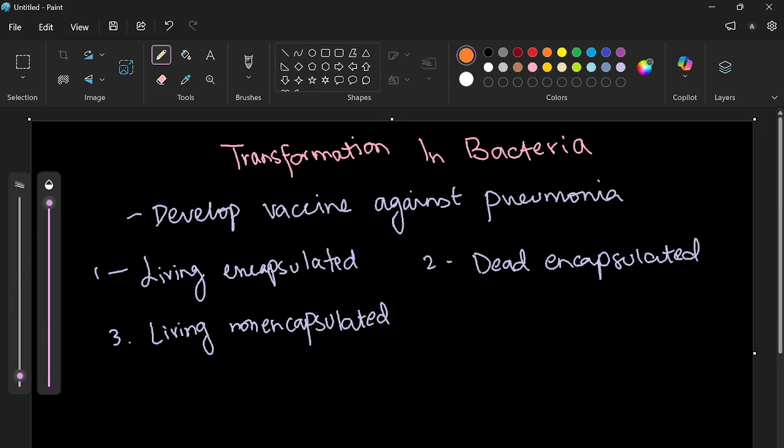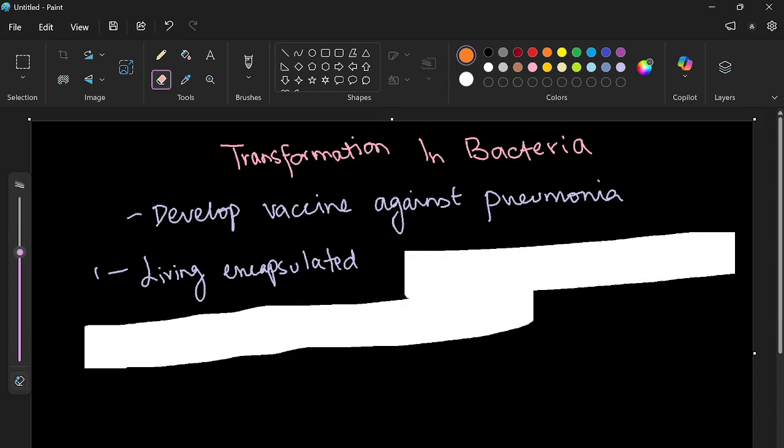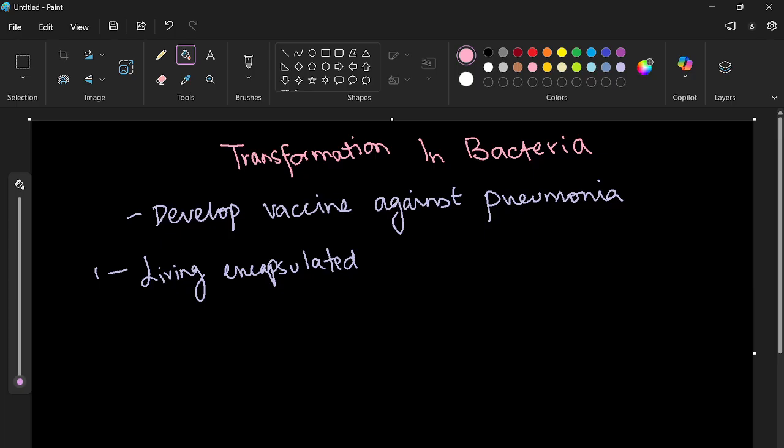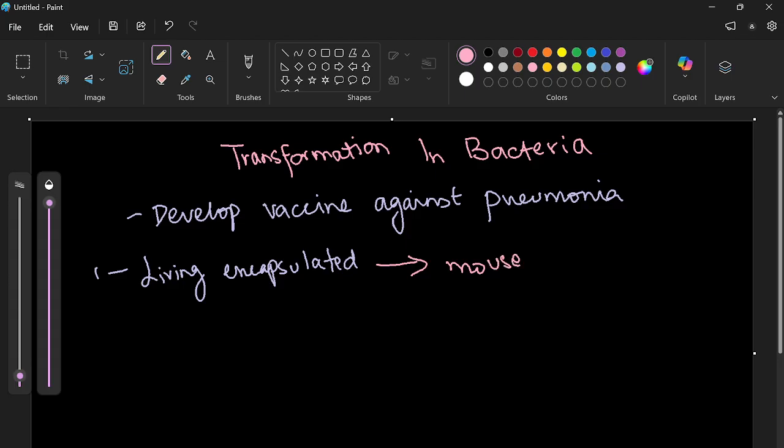Mice were used in this experiment. First, he gave injections of live encapsulated bacteria. Just imagine what will happen when living encapsulated bacteria are introduced into the mice. The mouse died. So first he incorporated living encapsulated bacteria into the mouse, and the mouse died.